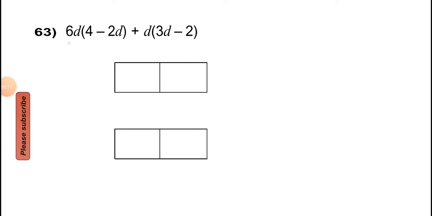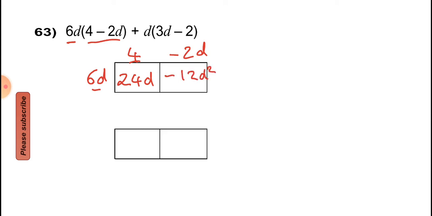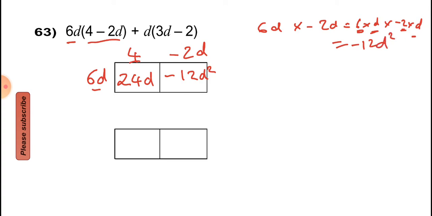Question 63 now. So I can see here 6d on the outside of the bracket, so I'll write 6d here, and then I can see 4 minus 2d, so 4 minus 2d. So 6d times 4 is 24d, and then 6d times minus 2d is minus 12d square. To explain that in a bit more detail, 6d times minus 2d is the same as saying 6 times d times minus 2 times d. So 6 times minus 2 you get minus 12, and d times d is d square, so it's minus 12d square.